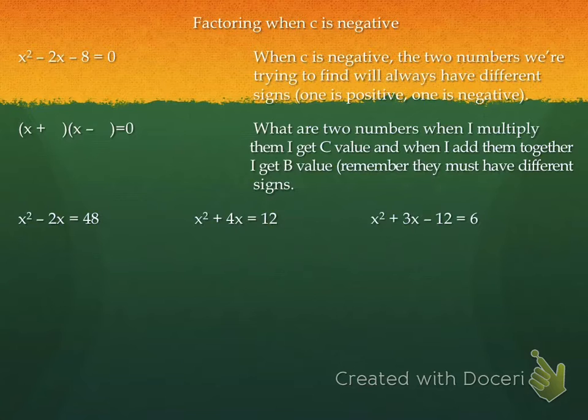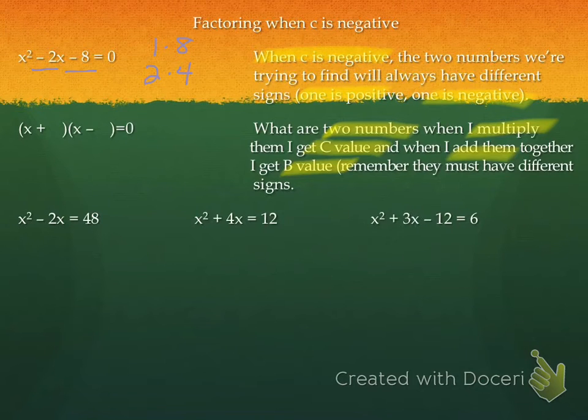This is the same thing here. When my c is negative, one's going to be positive, one's going to be negative, so they're going to be different signs, and then I still do this the same way. Two numbers, multiply, I get my c value, add them, I get my b value. So for this first one here, all the different ways I'm going to want to multiply to get negative 8, add to get negative 2. So I have 1 and 8, and 2 and 4.